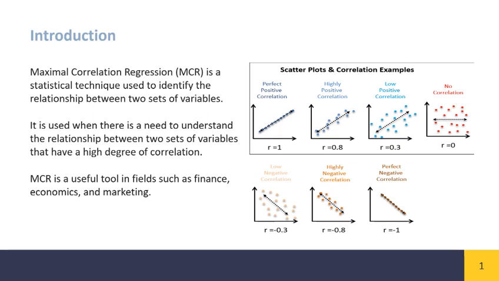It has no correlation. Coming to the other three graphs, these are about negative correlation. When r equals minus 0.3, it has low negative correlation, r equals minus 0.8 is highly negative correlation, and r equals minus 1 is perfect negative correlation. So the upper graphs are about positive correlation and the lower graphs are about negative correlation.